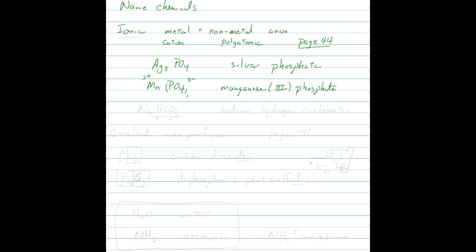You can have polyatomic ions that are not on the periodic table. NaHCO3. That's not one of those that you memorized. So you look up Na, which is a metal, so that's sodium. It has one set charge. And then you look up HCO3 on page 44. And I prefer hydrogen carbonate.